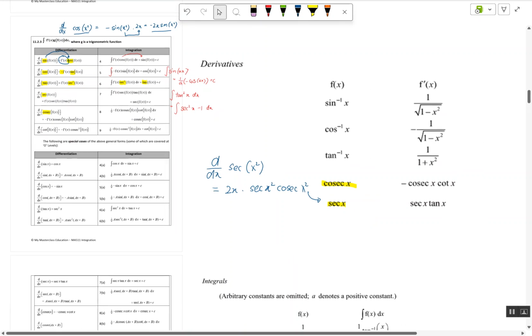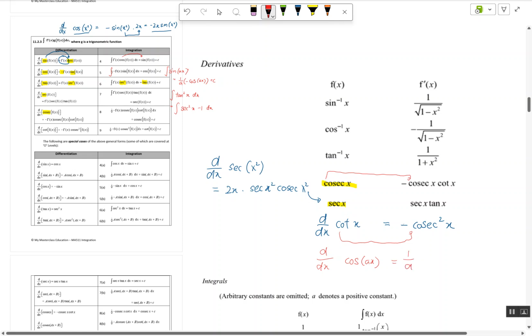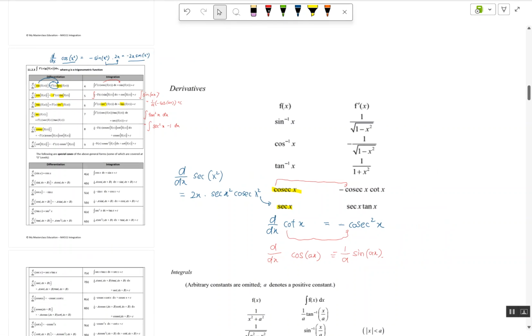Now what you are not given is, what if you need to differentiate cotangent x? Okay, so we know that differentiate tangent is secant squared. Differentiate cotangent is negative cosecant squared x. One trick I remember is when I differentiate anything with c, there's always a negative. Okay, so make sure you know your differentiation very well first before we can do integration.